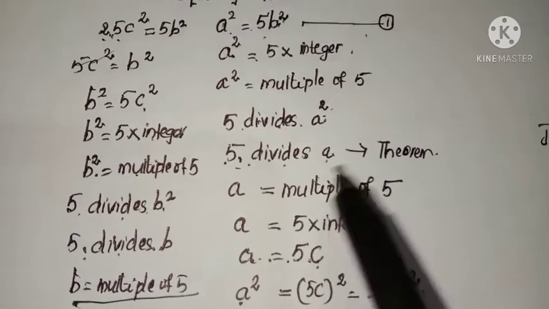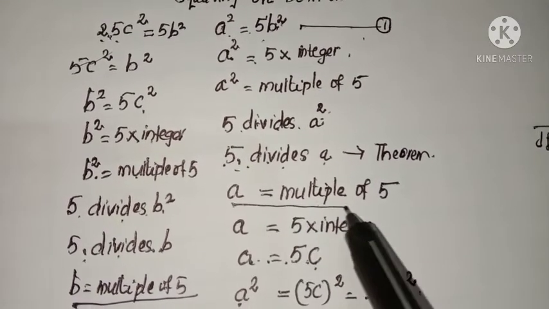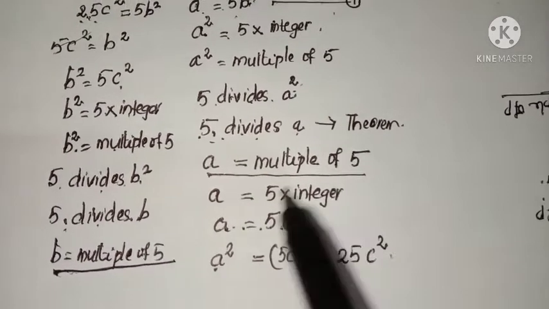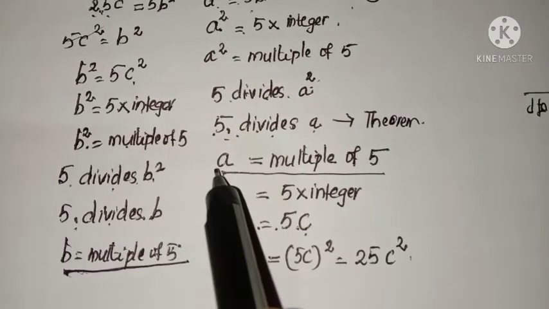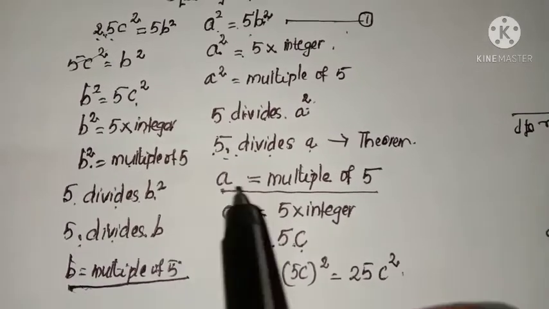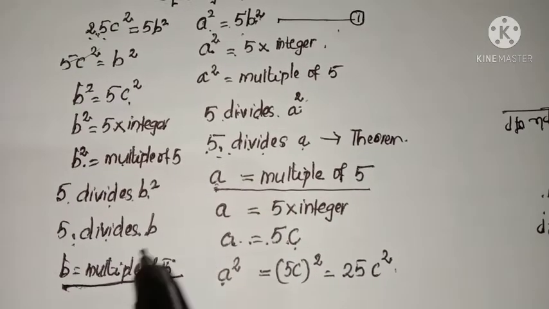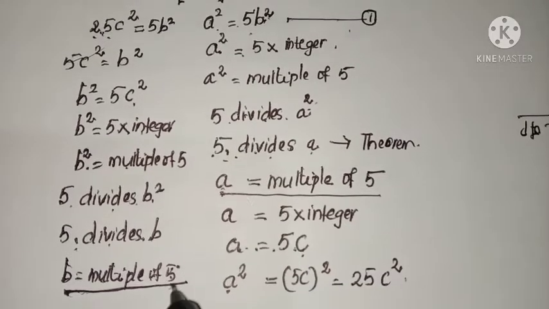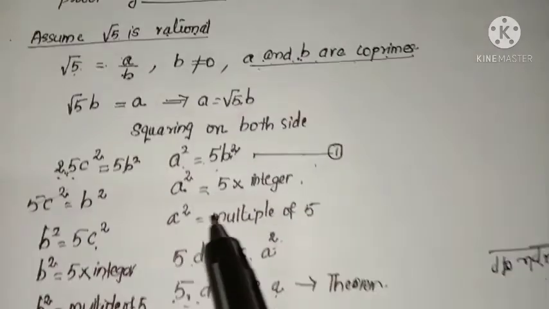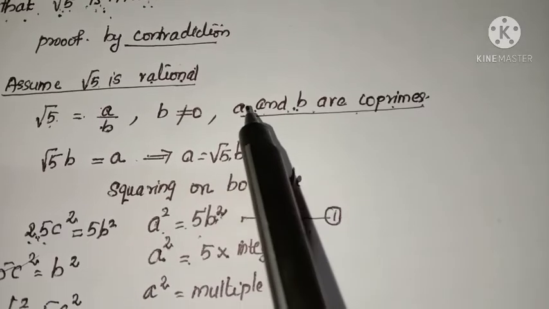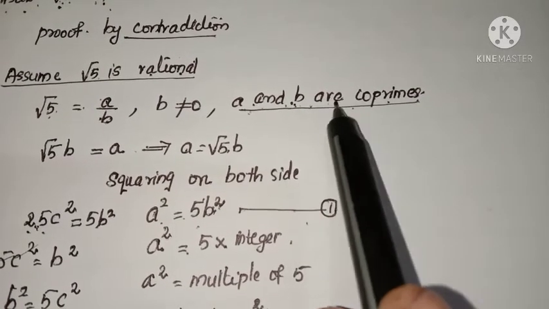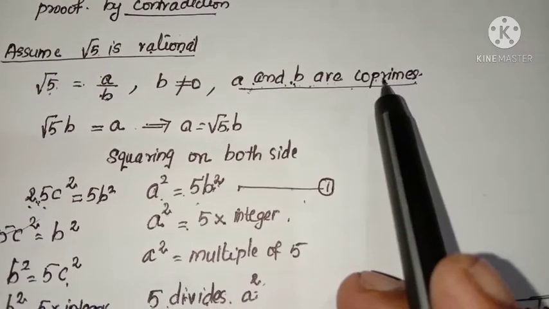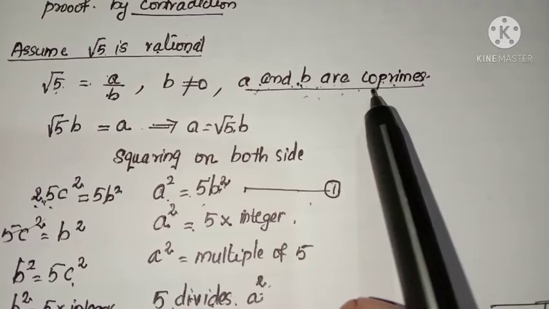Okay, so look here. A is a multiple of 5. B is a multiple of 5. What is the meaning? 5 is a common factor of A and B. That is the meaning, it is very important. Both A and B are multiples of 5 means 5 is a common factor of A and B. Then what did we assume? Both A and B are co-primes. Both A and B are co-primes means the only common factor is 1.